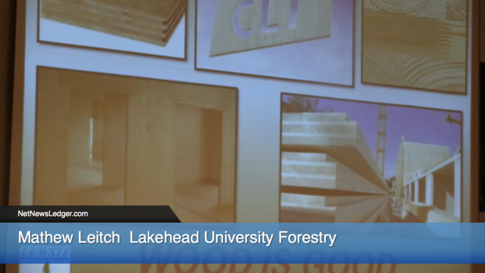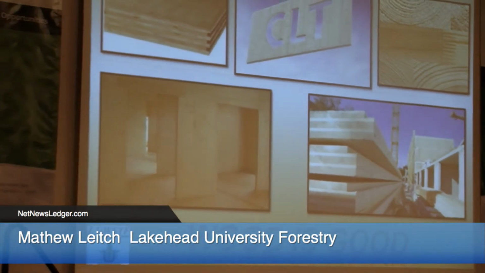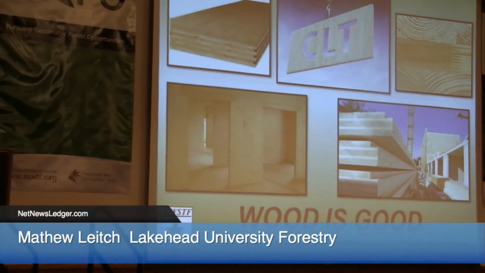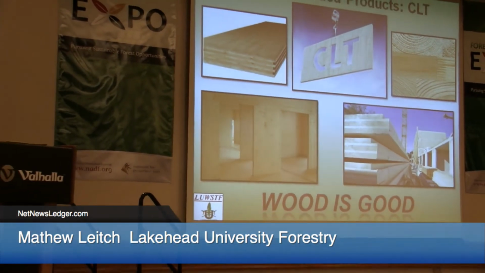So these are products that you don't have to sell regionally. They can be sold globally, and you still make money on them. And CLT is fantastic. It's basically plywood on steroids. You use 2x6s and you cross-laminate it to make panels 3, 5, 7, 9 wide.